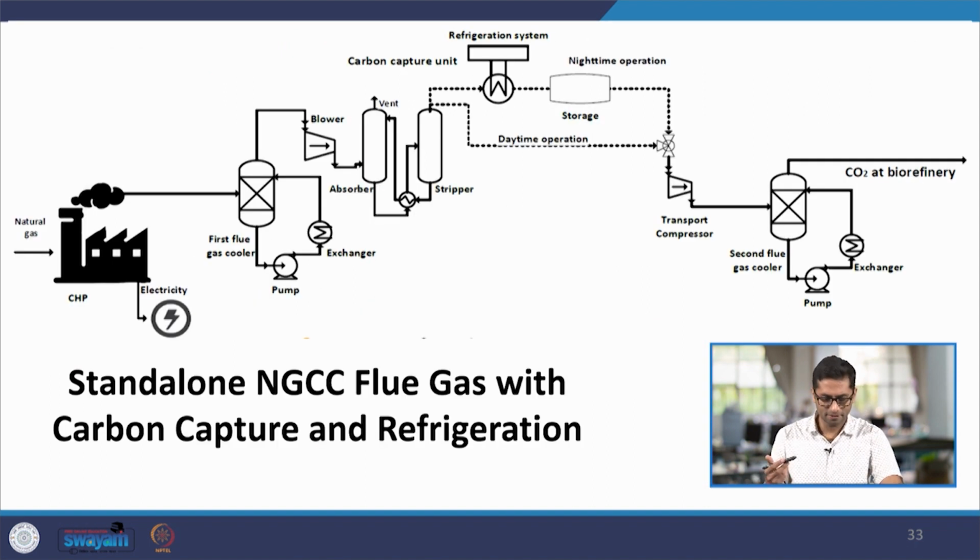Then in the third case, since I am building the power plant, a natural gas based one, specifically for supplying CO2, I might want to capture the CO2 that is being produced in the night time as well. So in this case, I have a refrigeration system as well, wherein it is capturing the CO2 that is being emitted during the night time, storing that, and then supplying the whole CO2, the daytime emission and the nighttime emission that was captured, for the operation of the biorefinery.